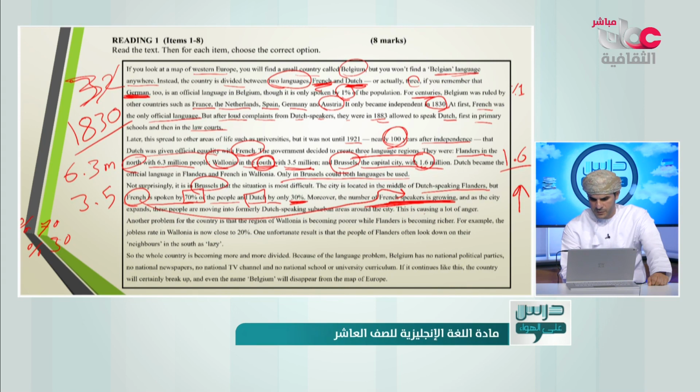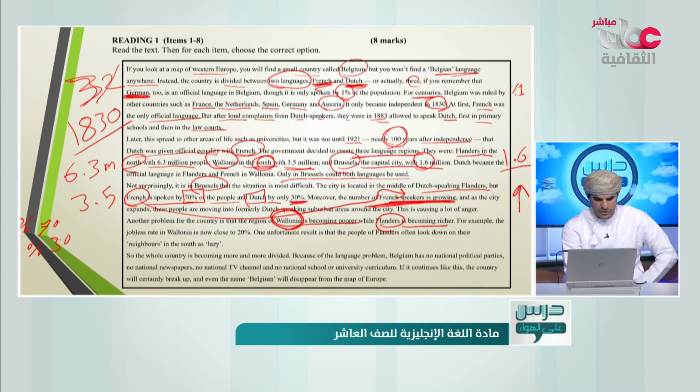This is causing a lot of anger. Another problem of the country is that the region of Wallonia is becoming poor, while Flanders is becoming richer.